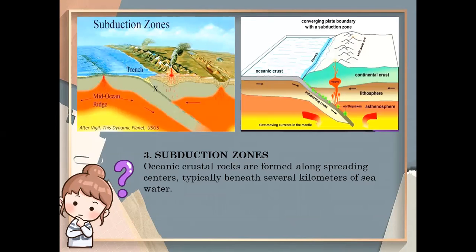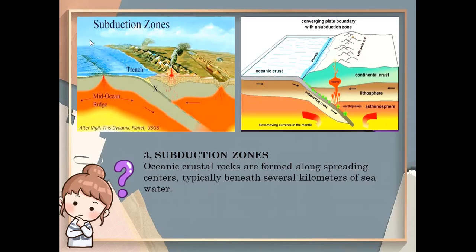So, subduction zones. So, meron tayong oceanic crustal rocks formed along spreading centers, typically beneath several kilometers of seawater. So, what is a subduction zone and where do they happen? So, a subduction zone is the biggest crash seen on Earth. So, this boundary marks the collision between two of the planet's tectonic plates.